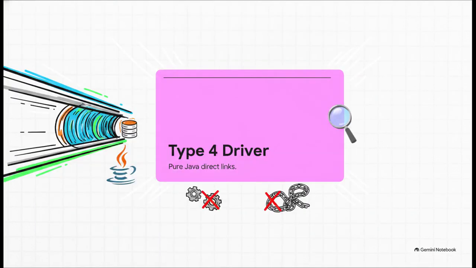Now contrast that with the Type 4 driver. Type 4 takes an entirely different structural approach. We're talking pure Java direct links. Instead of relying on a C library or some OS-level middleman to do all the translating, Type 4 translates JDBC calls directly into the database's vendor-specific native protocol, right there within the JVM. It's streamlined, it's native to the environment, and it establishes this high-speed, completely frictionless connection straight to the database engine.